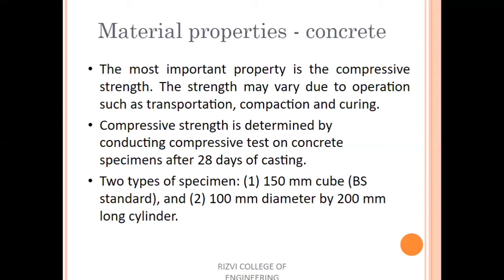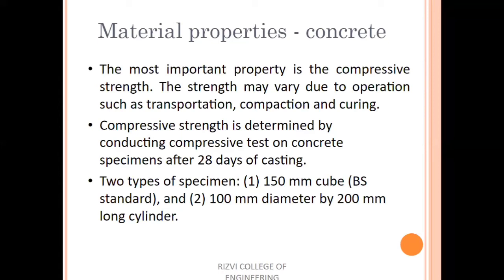What are the material properties of concrete? The most important property is the compressive strength. The strength may vary due to operations such as transportation, compaction, and curing. Compressive strength is determined by conducting a compressive test on concrete specimens after 28 days of casting.